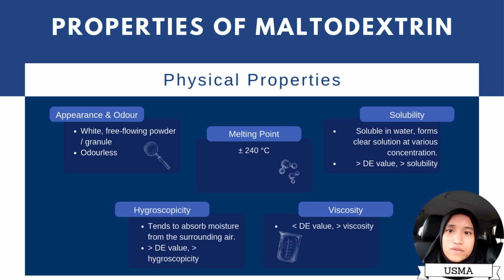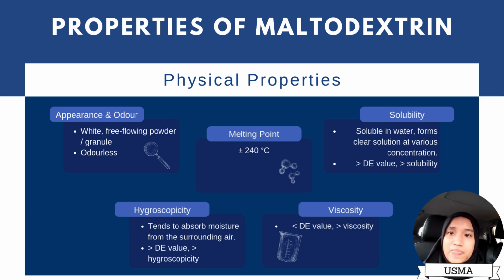This depends on the dextrose equivalent, or DE, which is a measure of the amount of reducing sugars present in a sugar product. Higher DE values result in greater solubility. It is also slightly soluble to insoluble in anhydrous alcohol. The melting point of maltodextrin is approximately 240 degrees Celsius. For hygroscopicity, maltodextrin is hygroscopic, meaning it has the ability to absorb moisture from the air. Greater hygroscopicity is exhibited by maltodextrins with higher DE values.